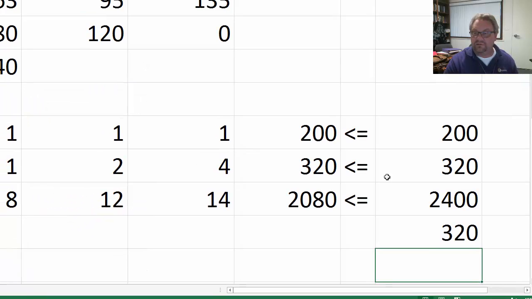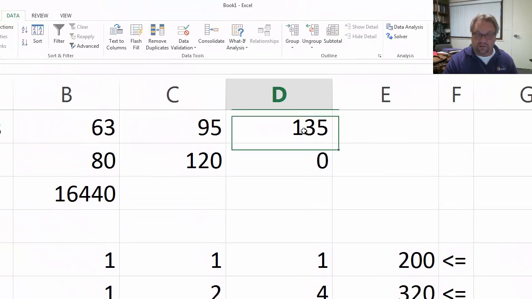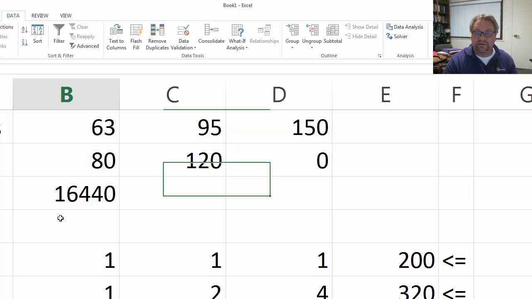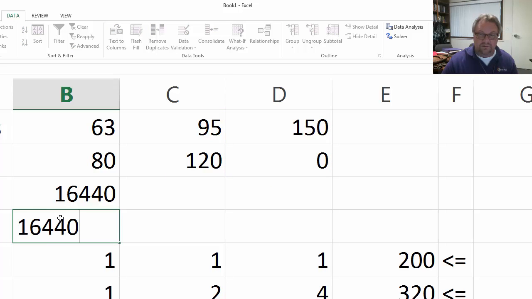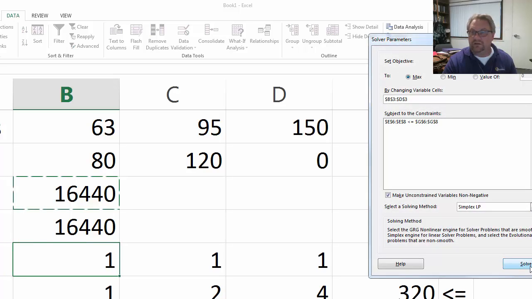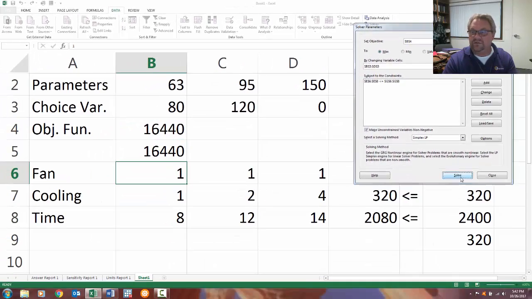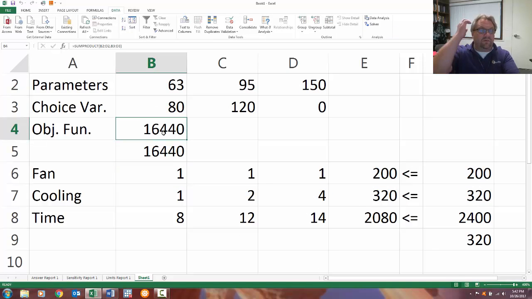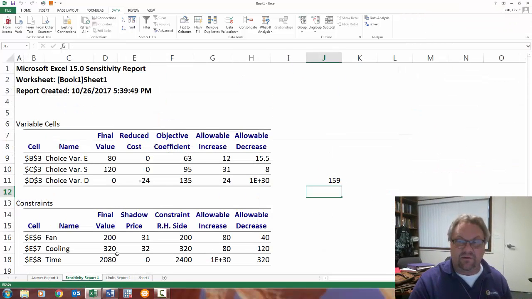And just to show that to you, why don't I just go in here and make this 150? So our optimal solution was 16,440. I'll just put that here. I'll run solver again, now that I got the 150 changed, solve. Nothing, right? These two numbers are identical. So that's the whole point of looking at that sensitivity report.